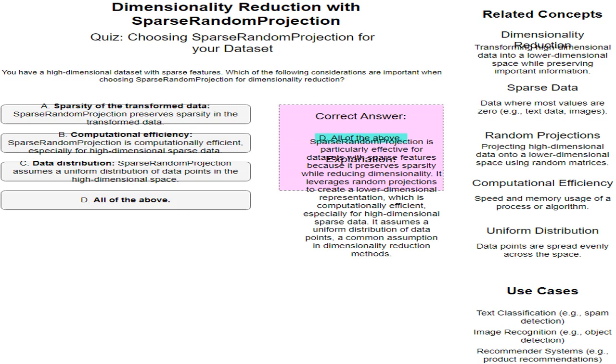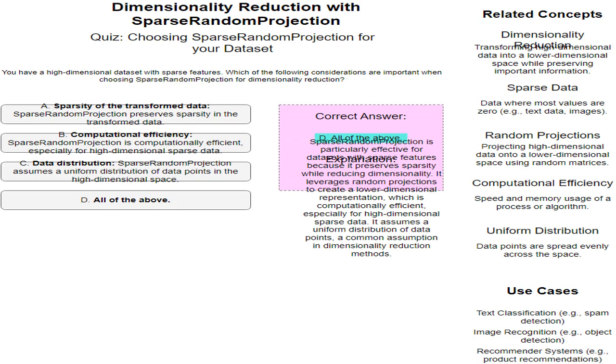A uniform distribution means data points are spread evenly across the space. This assumption is often made in dimensionality reduction techniques to ensure that all dimensions are treated equally. Clustering, assuming that data points in each cluster are uniformly distributed to group similar data points together. Anomaly detection, identifying outliers in data that deviate significantly from the uniform distribution.